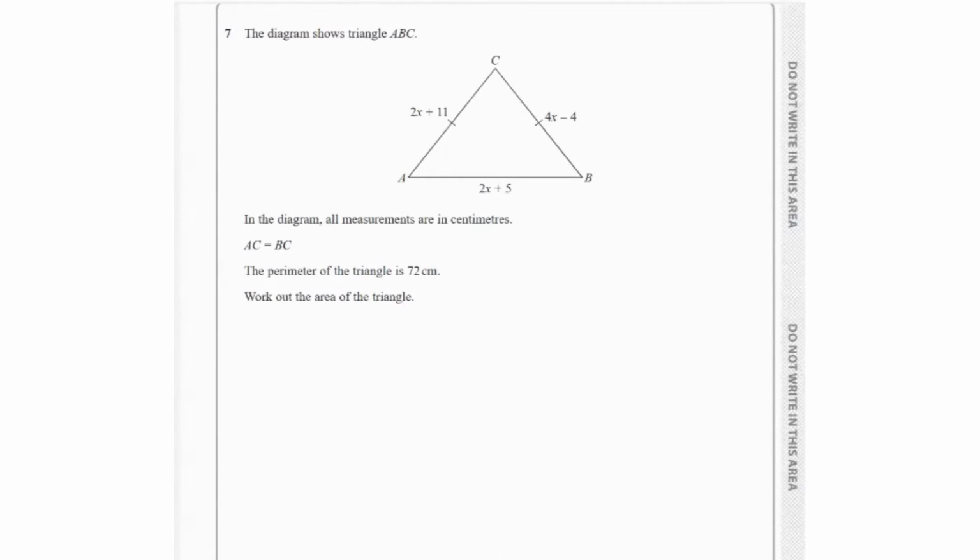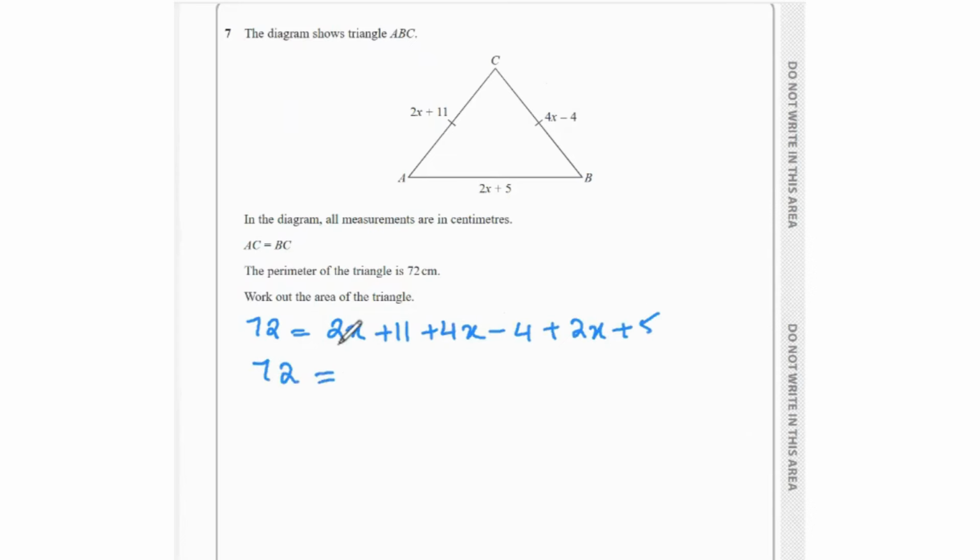Then it says the diagram shows the triangle ABC. In the diagram, all measurements are in centimeters. The length of AC is equal to the length of BC. The perimeter of the triangle is 72 centimeters. Work out the area of the triangle. So if the perimeter is 72, that means we can add up all the lengths, put it equal to 72, and that's going to be our equation that we're going to use to solve for x. So 72 equals 2x plus 11 plus 4x minus 4 plus 2x plus 5.